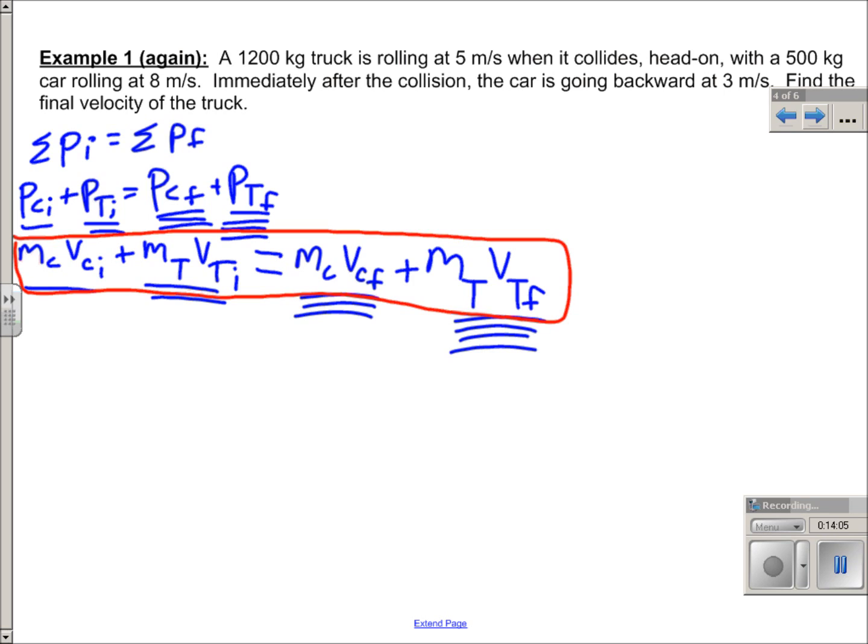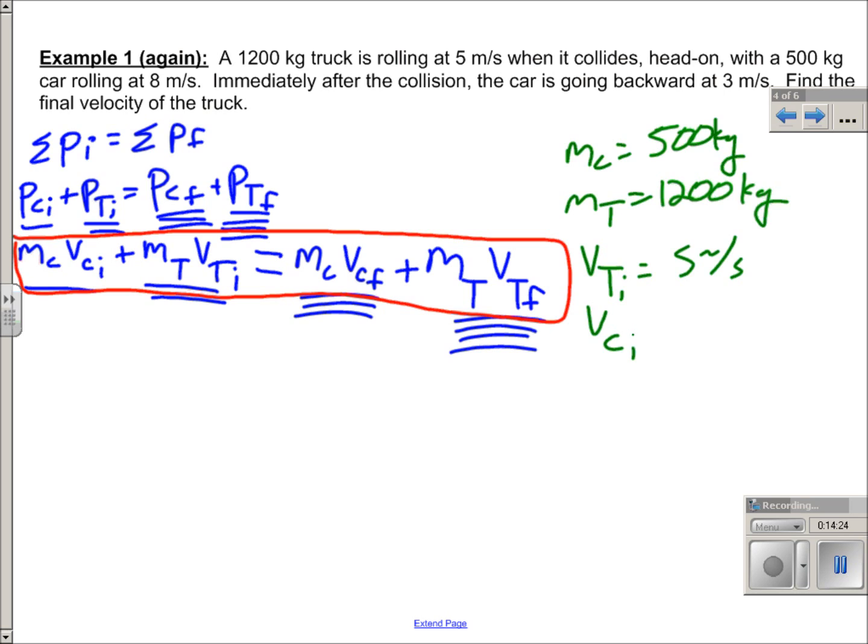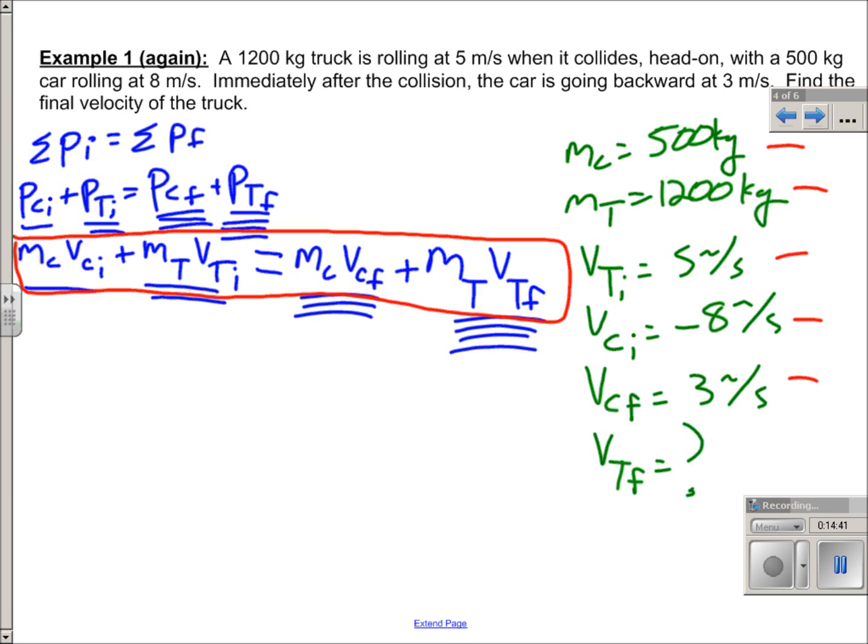All right. So, in this problem, let's take a second to write down what we know. So here's what we know. We know the mass of the car is 500 kilograms. We know the mass of the truck is 1,200 kilograms. We know the velocity of the truck initially was 5 meters a second, and the velocity of the car initially is -8 meters a second. We know the velocity of the car after the collision is 3 meters a second, and we're looking for the velocity of the truck after the collision. So you'll notice there are here 1, 2, 3, 4, 5, 6 variables. We know all of them except for one.